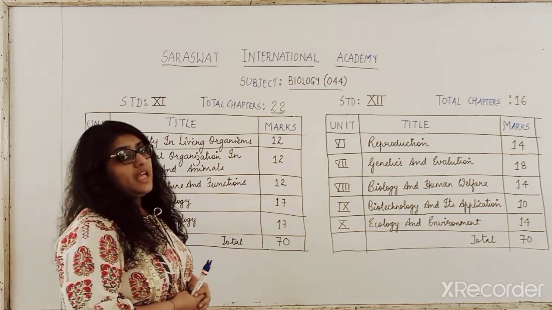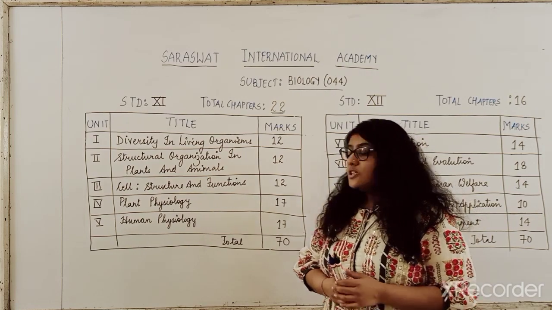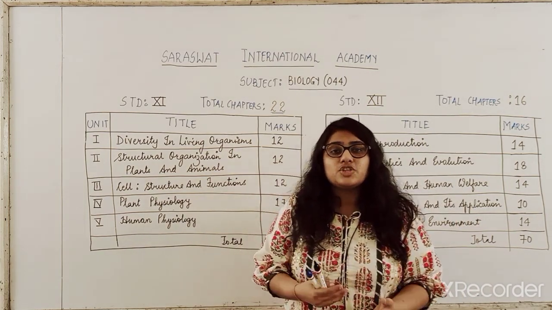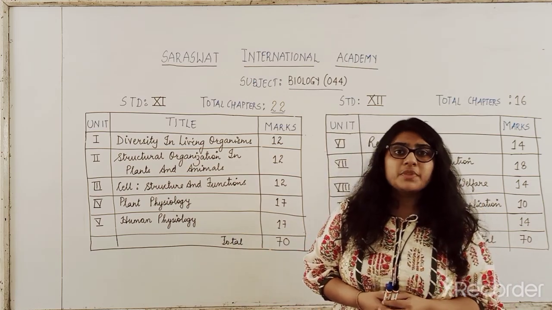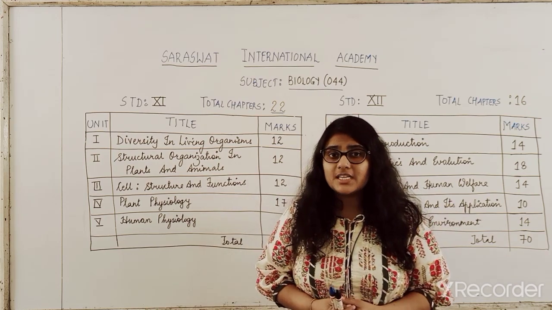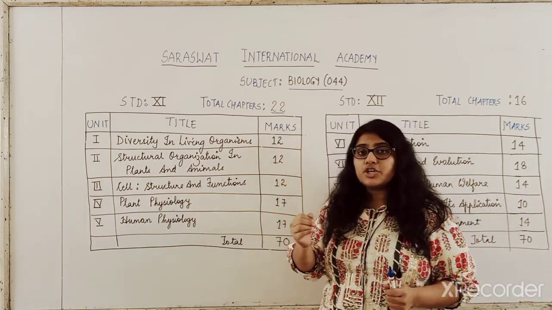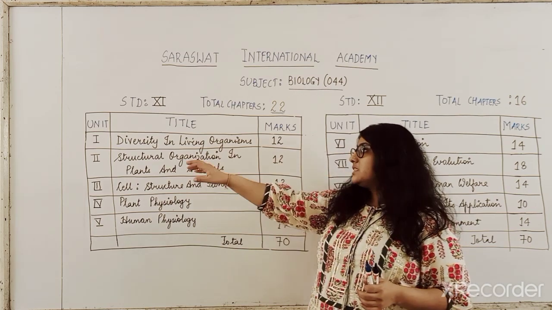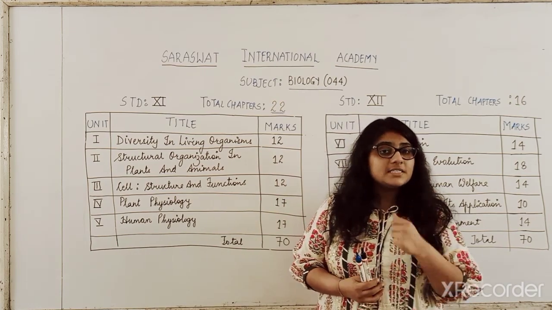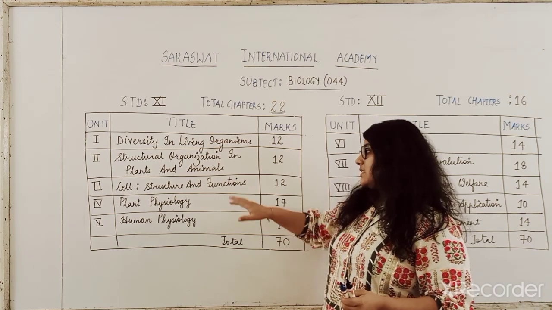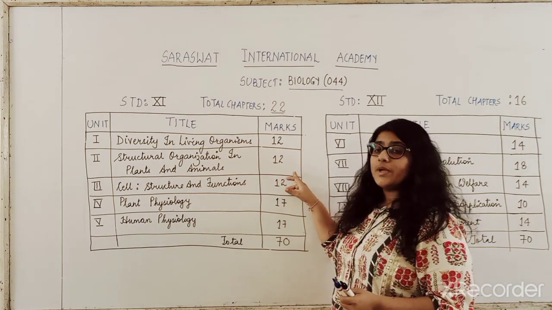Now the second unit. The name of the second unit is structural organization in plants and animals. So basically you will be studying morphology and anatomy. Now these are the two terms which you will be commonly utilizing in our subject, that is biology. Morphology is the study of the external characteristics of organisms, and anatomy indicates the study of internal characteristics of organisms. So the anatomy as well as the morphology of plants and animals will be studied in the second unit. This unit comprises a total of 3 chapters, 5th, 6th and 7th. Again the total for this unit is 12 marks, okay.